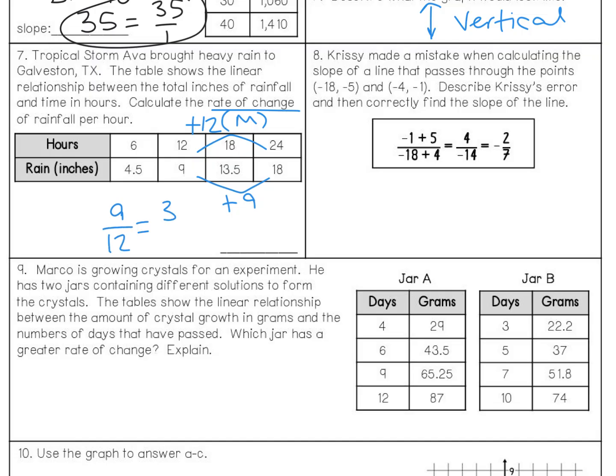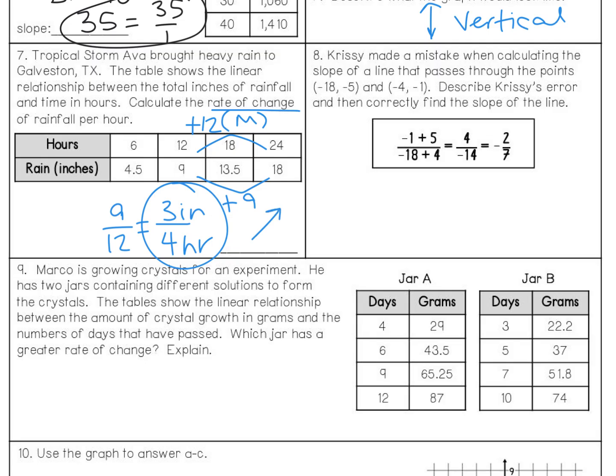3 over 4. And because I have a context, I can say that means that Tropical Storm Eva dropped 3 inches every 4 hours for rain. So make sure that you understand, especially if they give you a context, throw those labels on there so that you can see exactly what that means.